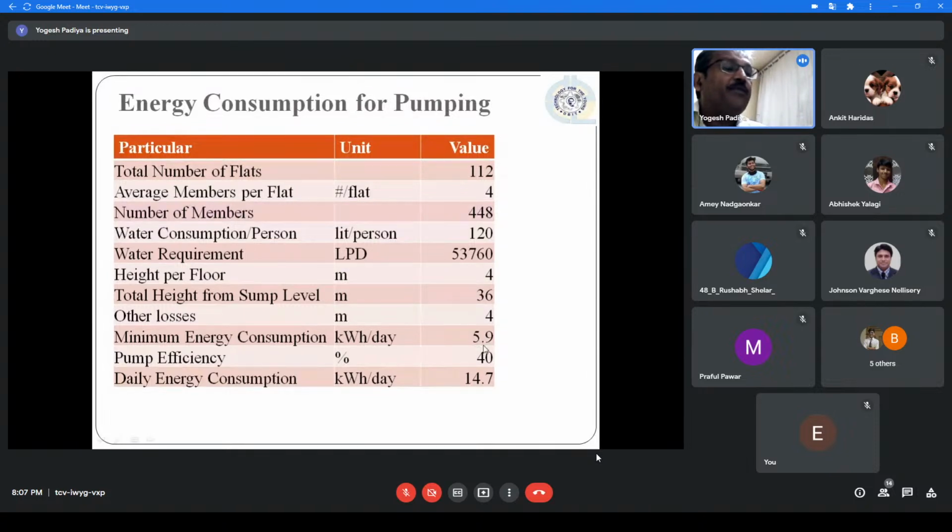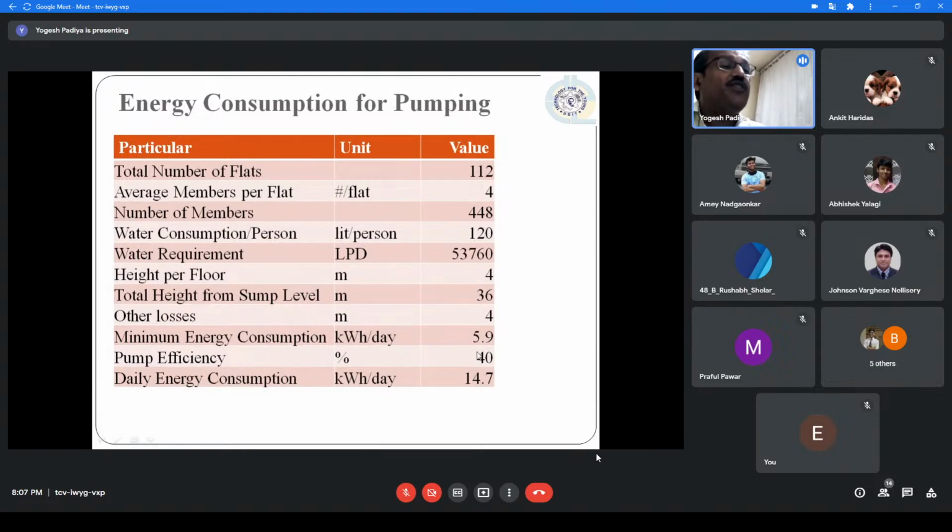So that pump will consume a minimum of 5.9 units per day. Now, if you have chosen a pump having 40% efficiency, then the power consumption and the unit consumption of the same pump will be 14.7 units. It means that selecting a pump having larger efficiency will be better.